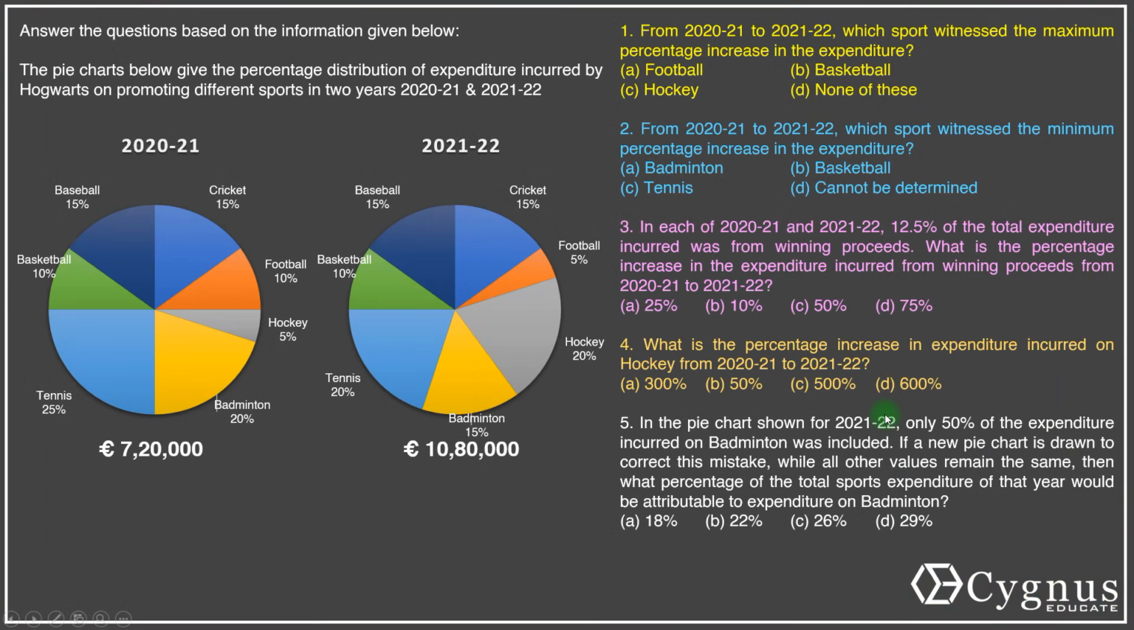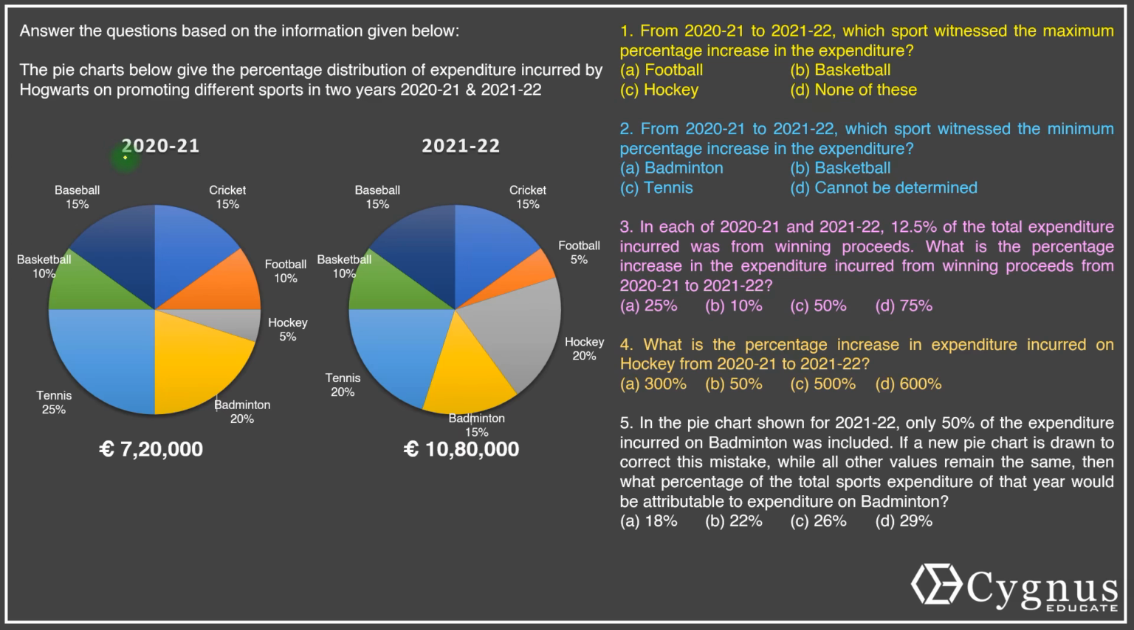Answer the questions based on the information given below. The pie charts below give the percentage distribution of expenditure incurred by Hogwarts on promoting different sports in 2 years: 2020-21 and 2021-22.